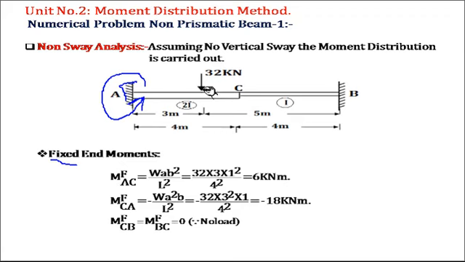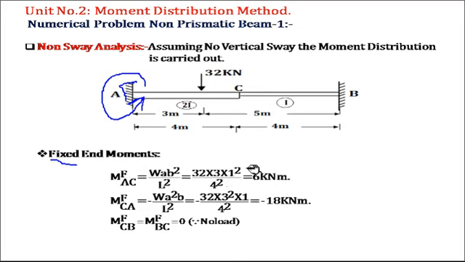Now the formula for a fixed end moment when the point load is not acting at the center is W A B square upon L square for AC. So the value of W is 32, the value of A is 3 and the value of B is 1. So if you solve this, and the length of the member is 4.